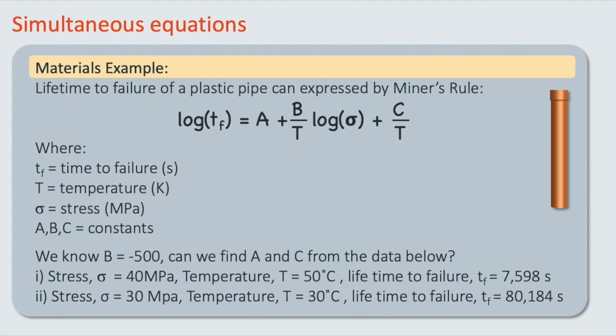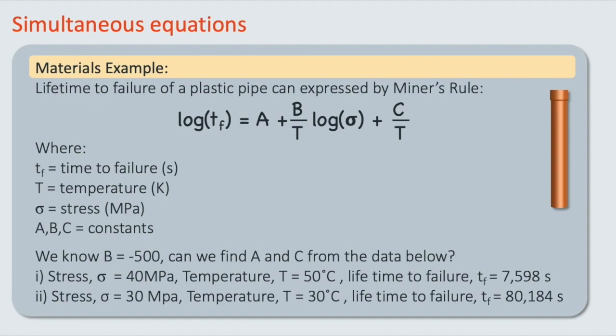Example: failure of a plastic pipe can be expressed by Miner's rule as displayed, where lowercase t subscript f is time to failure in seconds, uppercase T is temperature in kelvins, sigma is stress in megapascals, and in the expression A, B and C are constants. We know the value for B and it is -500. We are required to find the values for the other two constants, A and C.